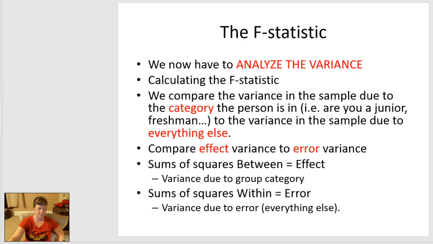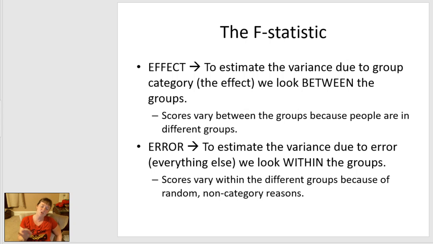And so the effect is called between because we have different groups and we're trying to see if group 1, freshmen, is different from group 2, sophomores, is different from group 3, juniors, is different from group 4, seniors. So we're going to be looking between the groups to see if the scores vary, to see if study times are varying because people are in 4 different groups. We're going to call that the effect.